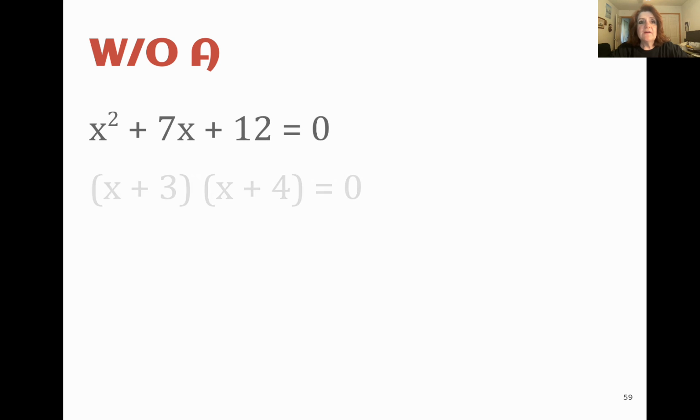When you're factoring without a, you do the same thing. What are the factors of 12 that add to be 7? That would be 3 and 4. They're both positive. Setting those equal to 0, x would be -3 or -4.